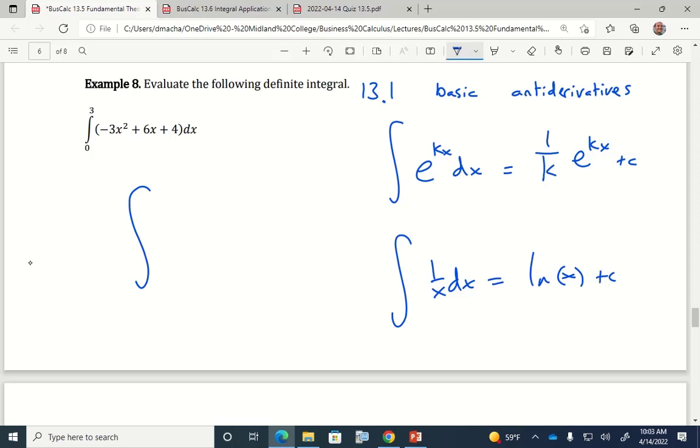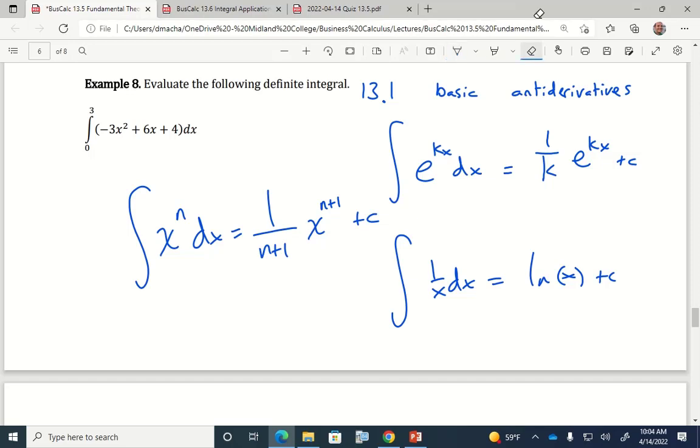And the power rule, I forget how to write it. If you have x to the power n, then that gives you 1 over n plus 1 times x to the power n plus 1. So you raise your exponent by 1, and then you divide by your new exponent. That's supposed to be n plus 1, plus c. There you go. So that's what you learned in 13.1.